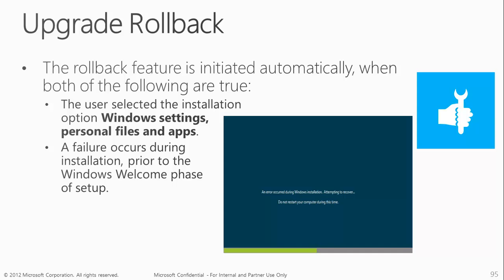Now, I mentioned the rollback feature earlier. We're automatically going to roll back the installation of Windows if you encounter an error during setup where you've chosen the option for full upgrade, meaning Windows settings, personal files, and apps, and if a failure occurs prior to Windows Welcome. If both of those are true, the rollback process will kick in, and what you'll see is, and it's kind of small text, but here it says that an error occurred during Windows installation. Attempting to recover. Do not restart your computer during this time.